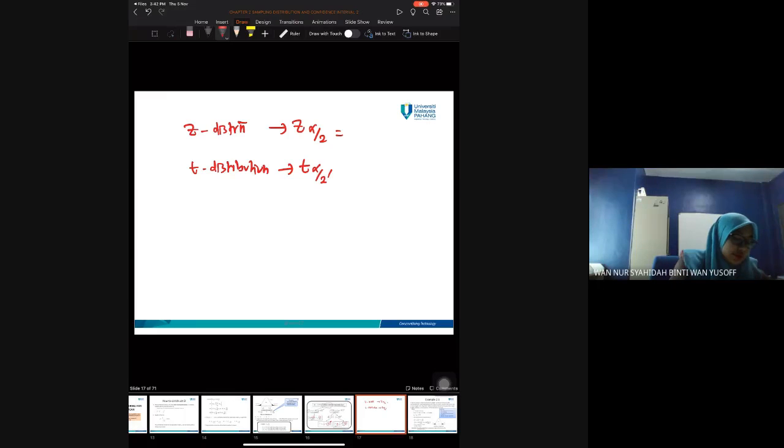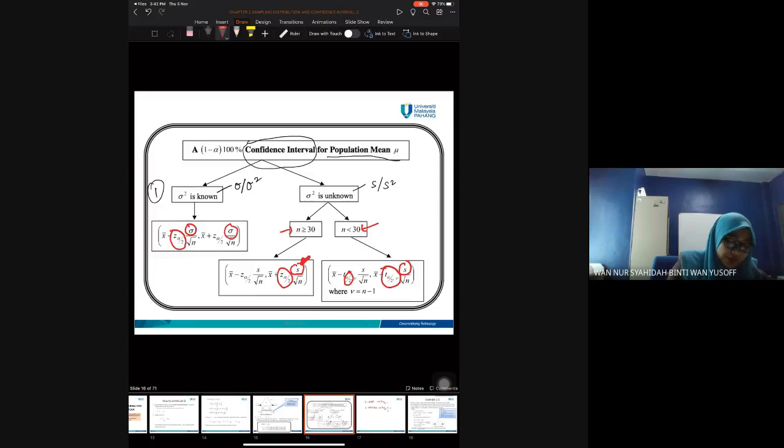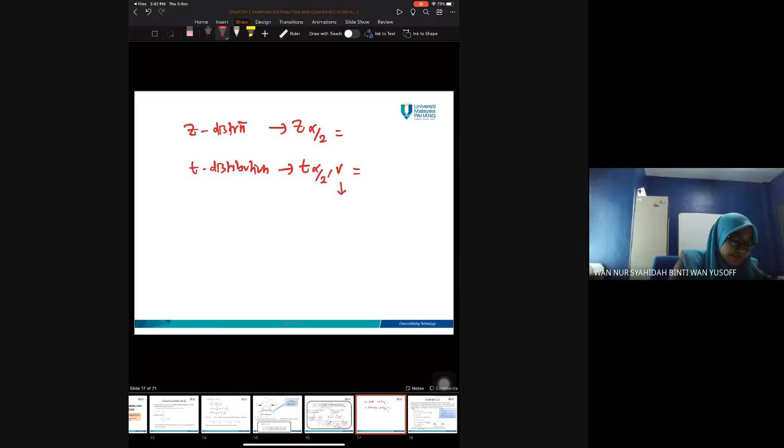And also the degree of freedom, which is nu. The degree of freedom based on the formula here is n minus 1, so sample size minus 1. So for the T distribution, we need these two values. In order to read the T distribution from the statistical table, we need the probability value and nu, the degree of freedom.